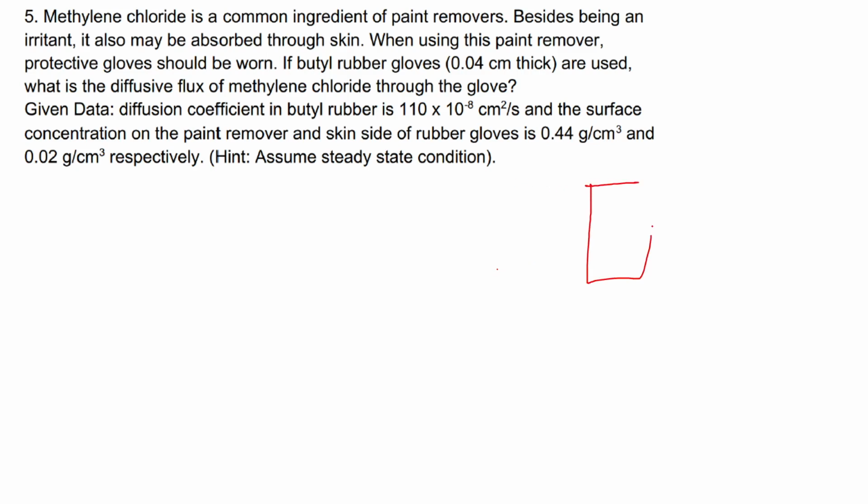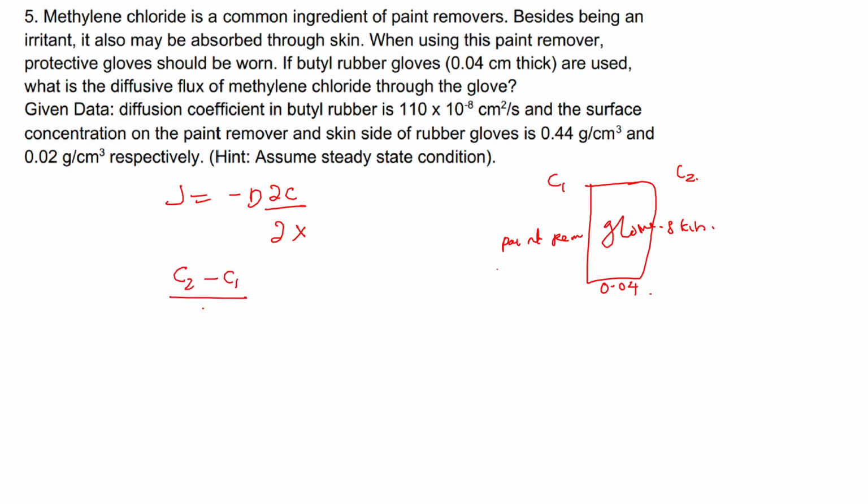For example, just imagine this is the glove. Here the paint remover is there, and here your skin. So here concentration C1, here concentration C2, and the thickness is given as 0.04. You have to use the formula J is equal to minus D dC by dx. Here you have to find C2 minus C1 divided by X2 minus X1. If you do that and multiply with the D value, you will get the answer. That's it.